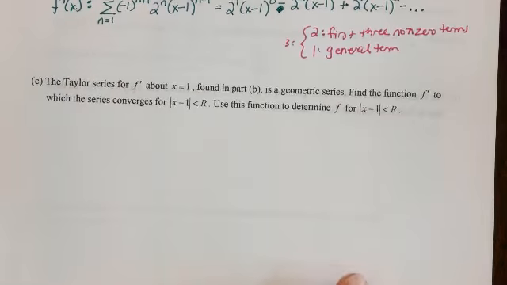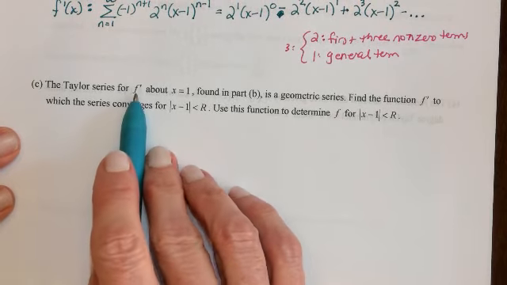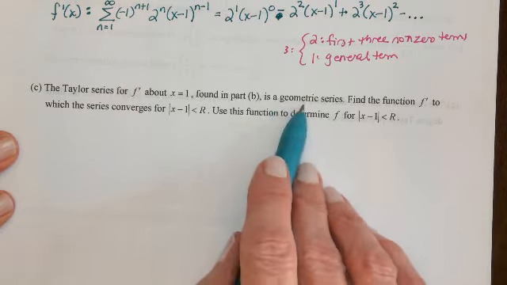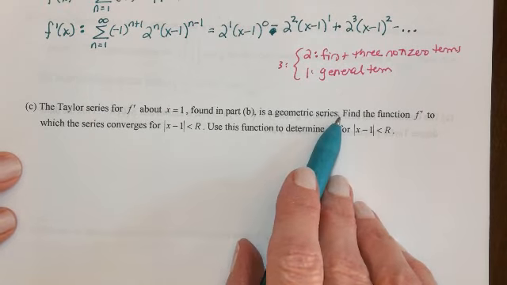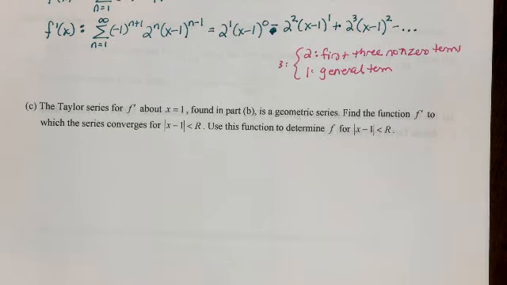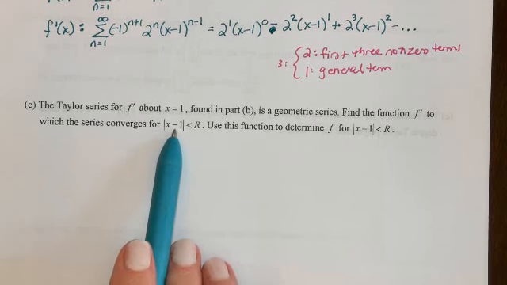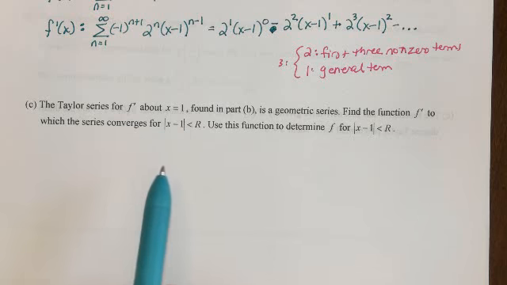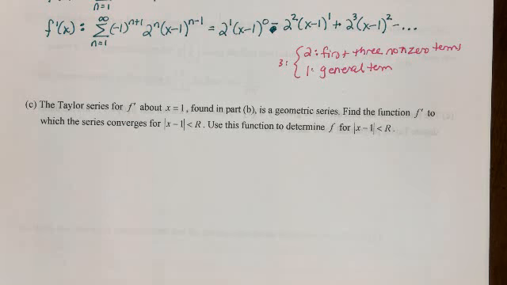Okay, part C. The Taylor series for f prime about x equals 1 found in part B is a geometric series. Find the function f prime to which the series converges for our interval of convergence, our radius of convergence, and then use this function to determine f for the interval of convergence. So let's write this series.